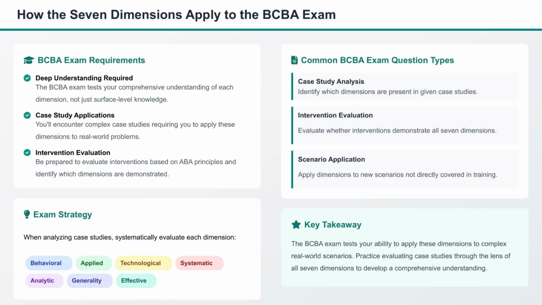On your BCBA exam, you'll encounter case studies where you will need to apply these 7 dimensions. You'll be asked to identify the dimensions in a scenario and evaluate interventions based on them. Each dimension can help you determine if an intervention is scientifically grounded, socially relevant, and having a measurable impact.